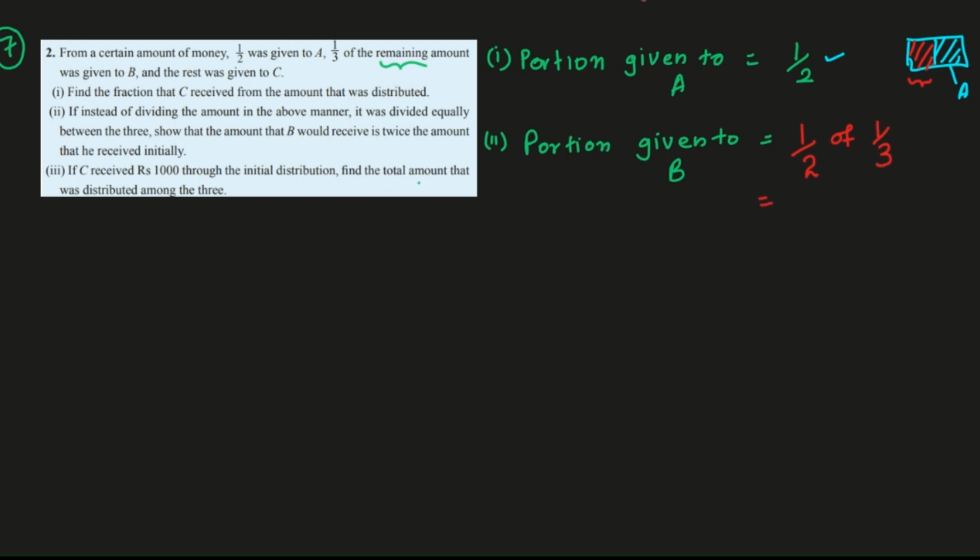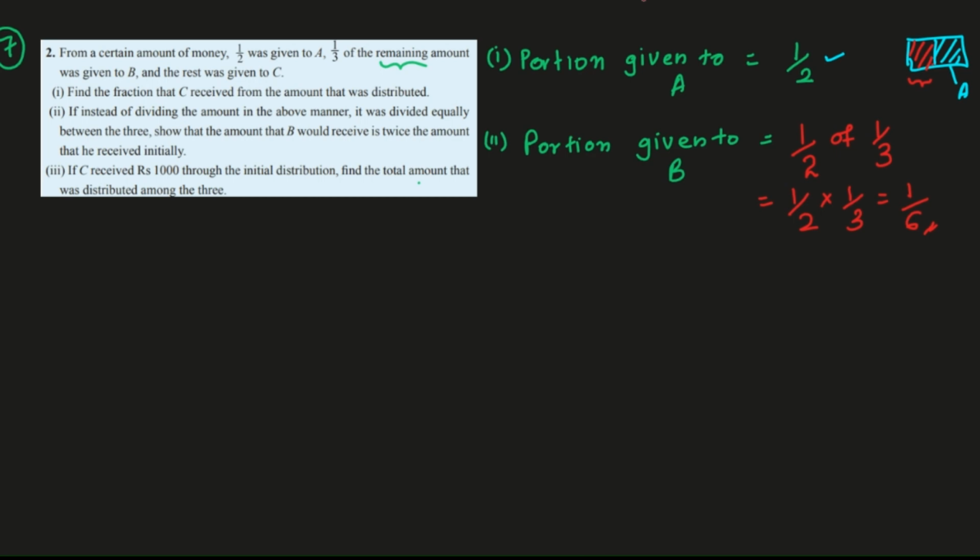So we can simply write it as what? Half into 1 upon 3. The answer will be what? 1 into 1, it's 1. 2 into 3, it's 6. So now you know that portion given to B will be 1 upon 6, but not 1 upon 3, okay? Right.